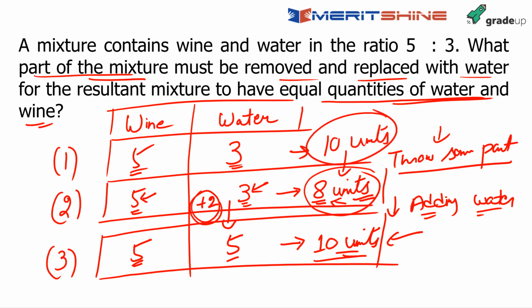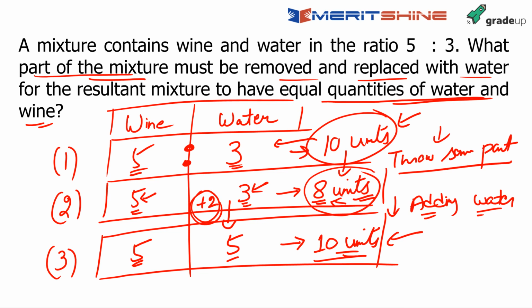Now look at the complete flow. What would it be like? Earlier, at the first stage, I had 10 units of the solution in which wine and water were in the ratio 5:3. Mind it, it's the ratio 5:3, not quantity. So this is 10 units, and the ratio of wine and water is 5:3.